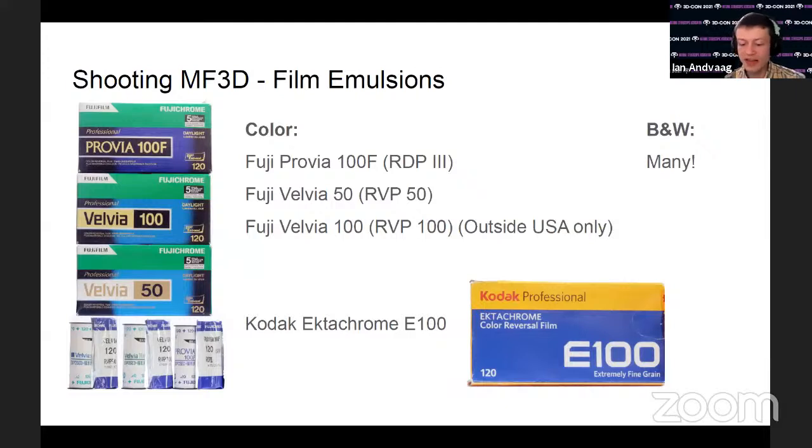So the first decision you have to make is what film you're going to shoot with. Basically, there are 4 slide film stocks currently available. There's 3 from Fuji and 1 from Kodak, since they reintroduced Ektachrome in early 2020. It's also possible to shoot many different black and white films, but it's a little bit more difficult to process them.